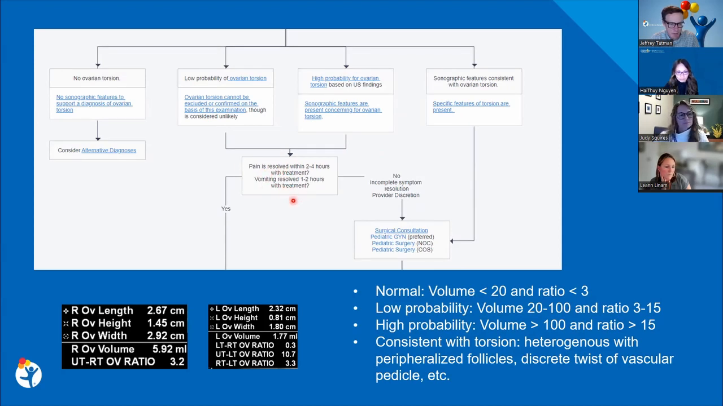If either of those resolve, then they can discharge the patient. If they persist over that period of time, then they are supposed to consult GYN. So I'll show you a couple of cases as to where I think this really has a lot of value. But that's kind of how we've approached this.